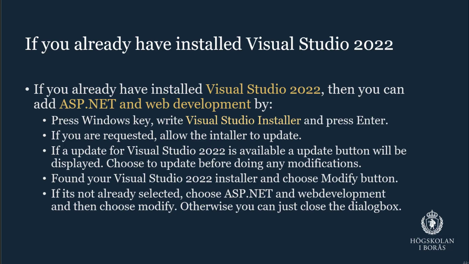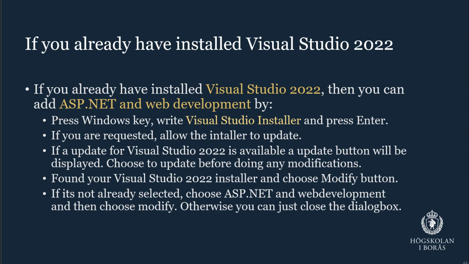If you already have installed Visual Studio 2022, then you can add ASP.NET and Web Development by firstly pressing the Windows key, writing Visual Studio Installer and pressing Enter. Or alternatively, you can click the Windows button, usually down on the left, and write Visual Studio Installer and find it there. If you are requested, allow the installer to update. If an update for Visual Studio 2022 is available, an update button will be displayed. Choose to update before doing any modifications to your Visual Studio installation.